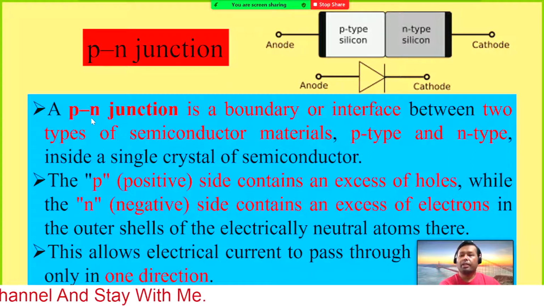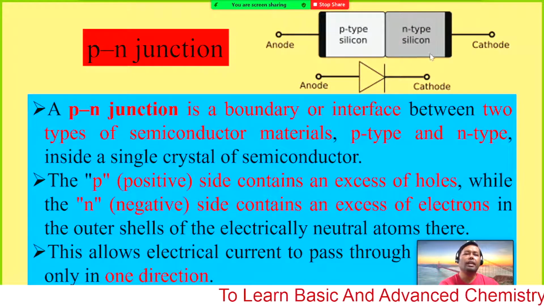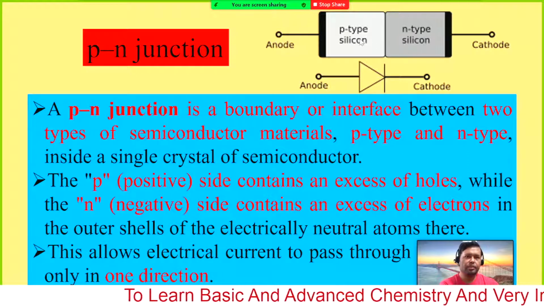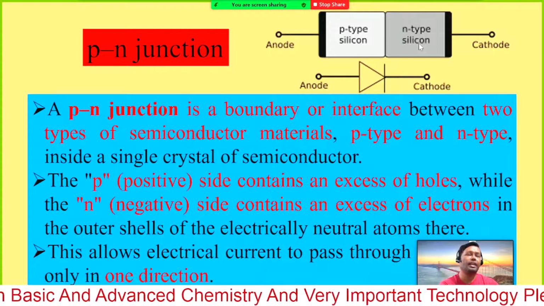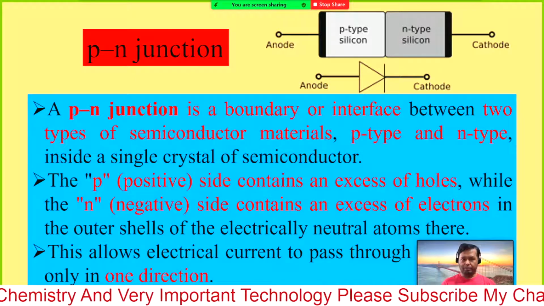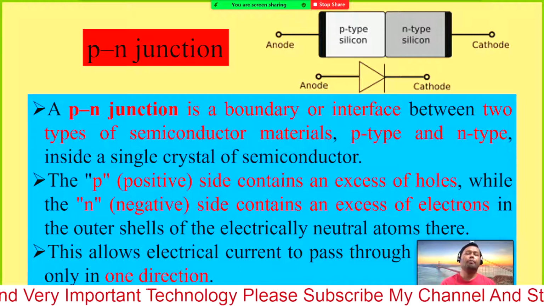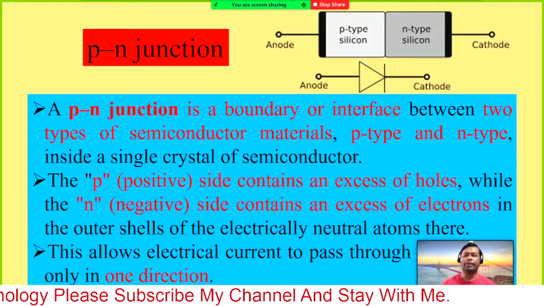So a p-n junction is a boundary or interface between two types of semiconductor materials, p-type and n-type, inside a single crystal of semiconductor. Overall, this is a single crystal. So we first make one p-type semiconductor and another n-type semiconductor, and then we join them by some process that can be done in several ways. In the next slides I will mention that.